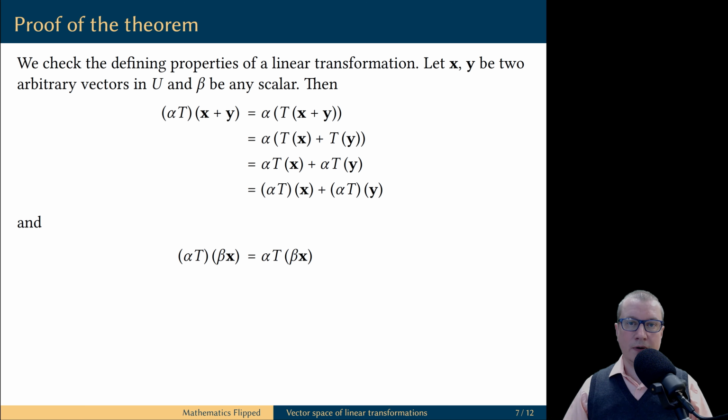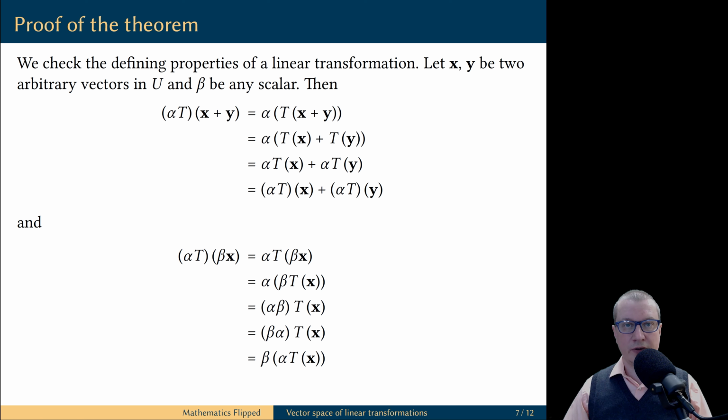First, we use the definition of the scalar multiplication of the linear transformation, and then, because T is a linear transformation, we can pull beta in front of the function. Next, we use the associative property for scalar multiplication in the vector space V. Multiplication of scalars is commutative. And let's use the associative property for scalar multiplication one more time, but now in the opposite direction.